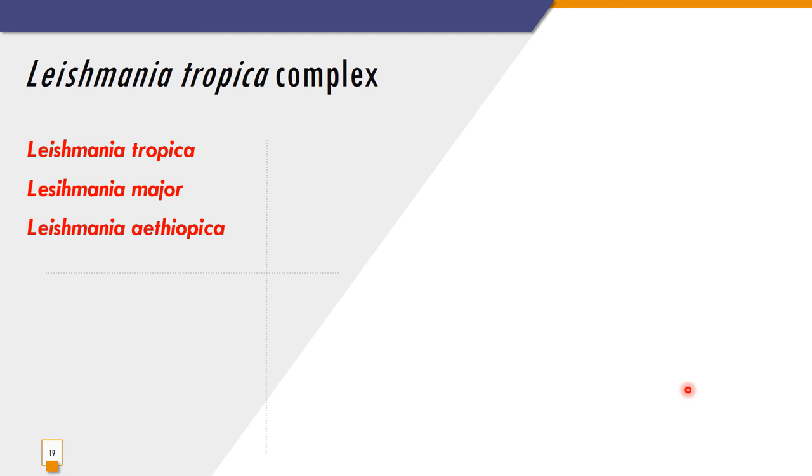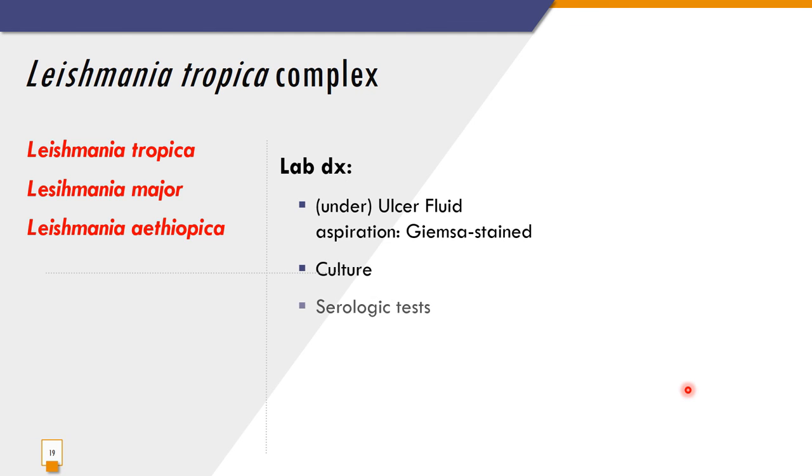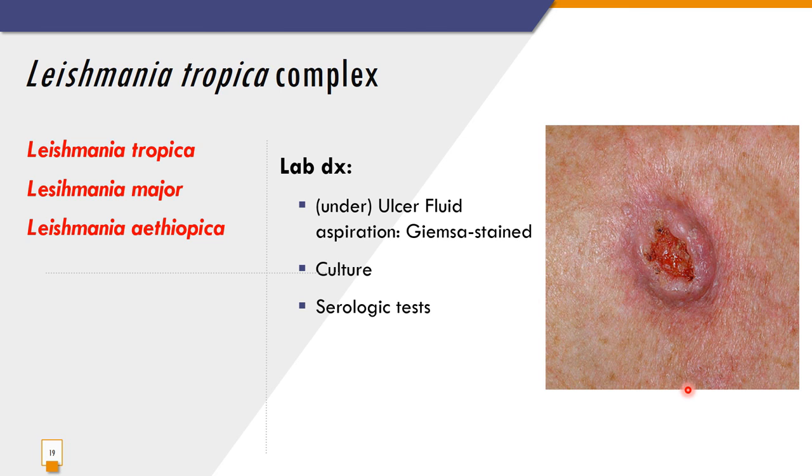So under this group, we have Leishmania tropica, Leishmania major, and Leishmania aethiopica. The laboratory diagnosis of Leishmania tropica consists of microscopic examination of Giemsa-stained slides of aspirated fluid from underneath the ulcer bed for the typical amastigote. So for example, this is the ulcer. So mag-inject lang class dito.